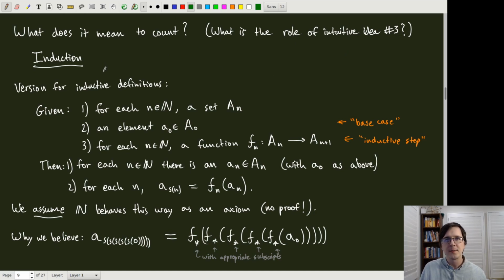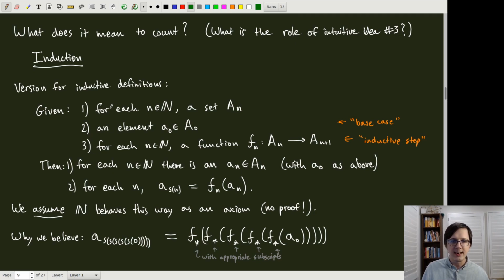And there are a number of formulations of induction, and I'm going to give you a very general one, which is suitable for something called inductive definitions, which you might not have seen before, because usually you just learn about proving things through the principle of induction. But this is a way to create new things from the natural numbers. Okay, so the way that this works is that given 3 things, then there are 2 conclusions you can obtain from that.